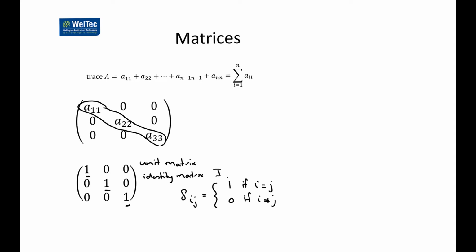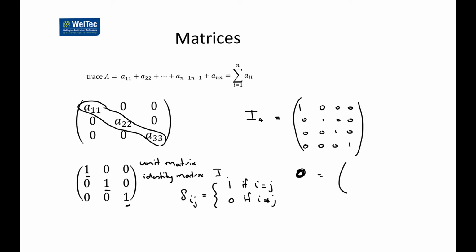Sometimes we need I to be bigger than 3 by 3, in which case we'd talk about it as I4, and it would be 4 by 4, so it would be 1, 0, 0, 0, 0, 1, 0, 0, 0, 0, 1, 0, 0, 0, 0, 1, like that. We also talk about the null matrix. Now this is usually in bold in a textbook, so it would be O, and it would be all zeros, and it would be as big as you needed it, like that.